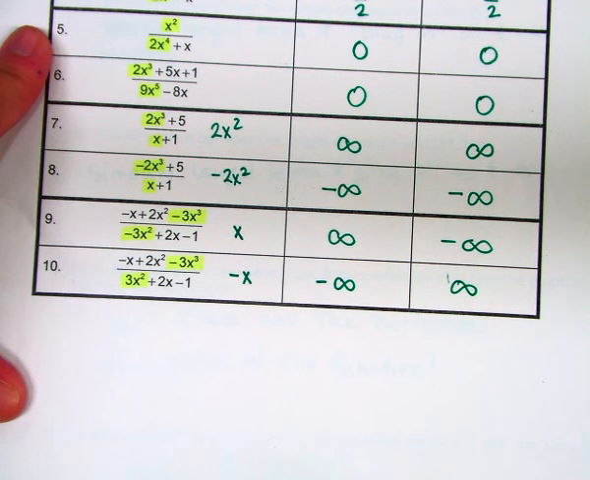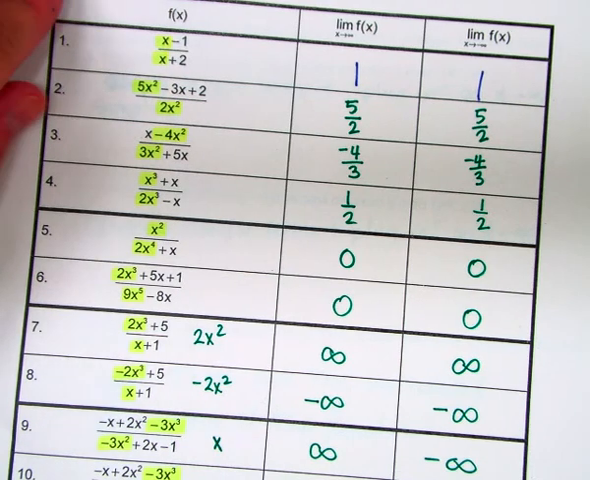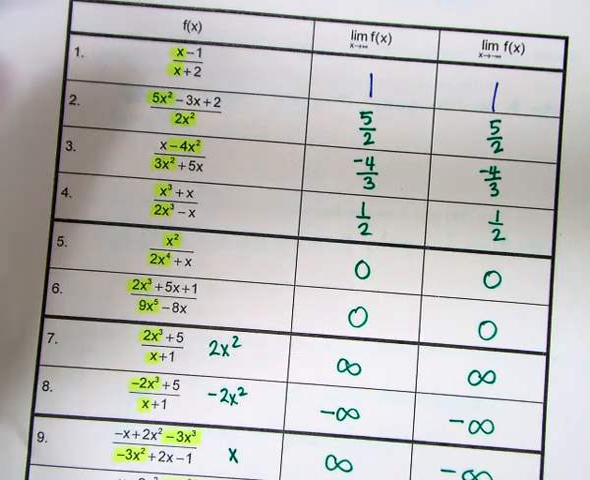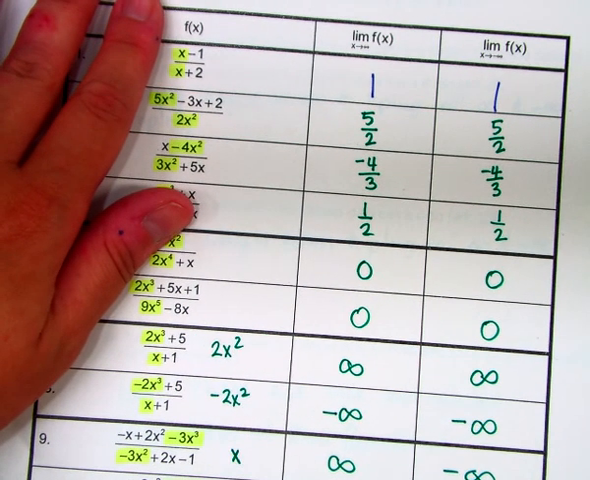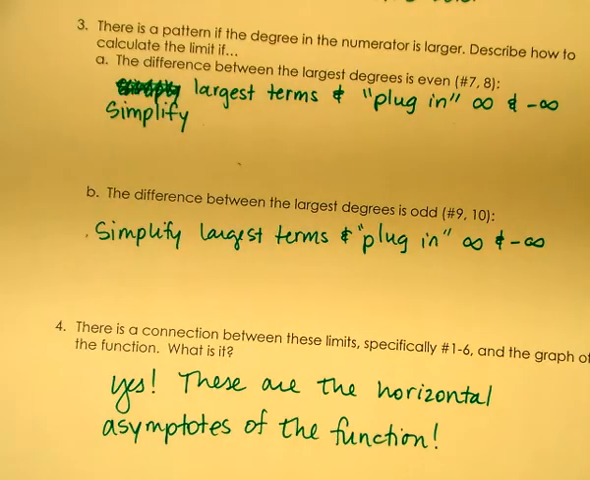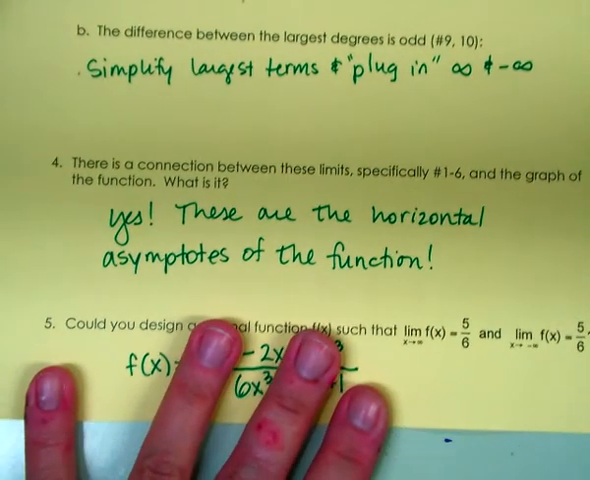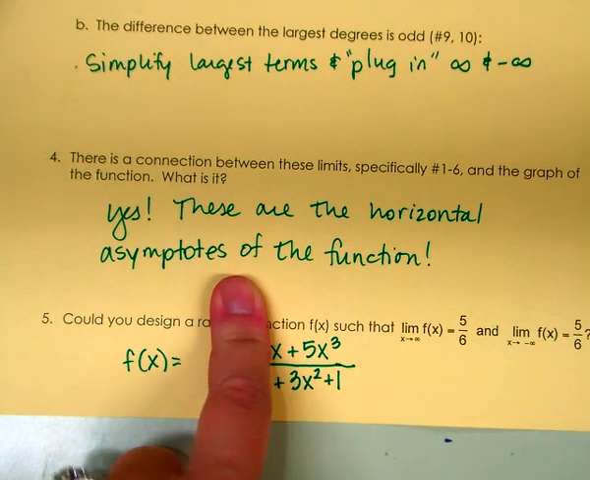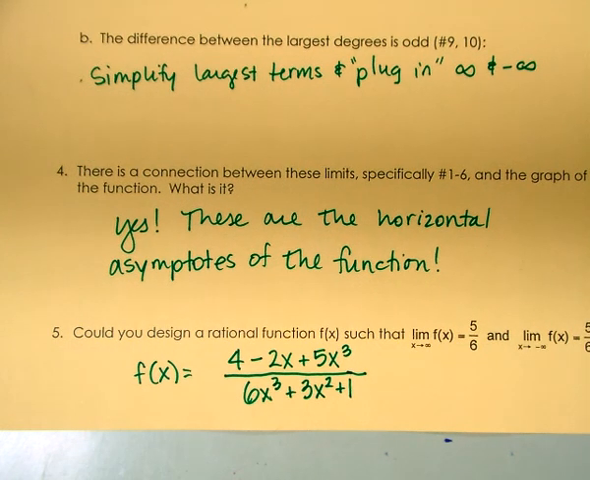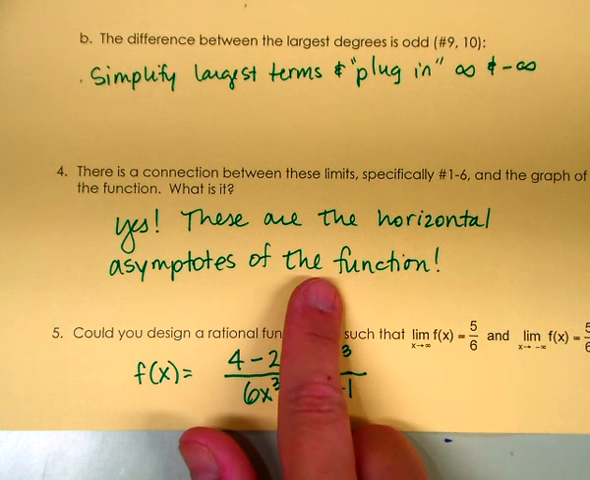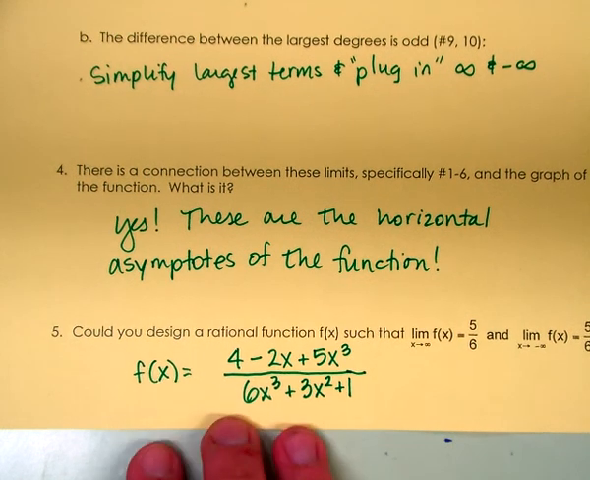So these patterns are super awesome because it's really helpful in terms of helping you figure out these limits, so you don't have to actually do tables or anything like that. And the thing that you may or may not have caught on to, and some of you may have remembered from last year, is that all of these limits in 1 through 6 are turning out to be the horizontal asymptotes of the function. So graphically, that's what's going on. We'll talk more about that later.